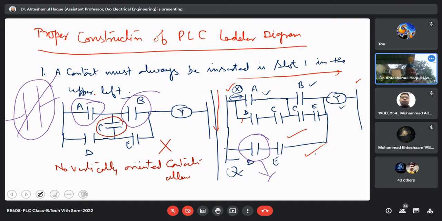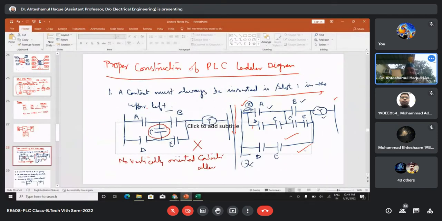So any question, anybody, any doubt if you want to ask, you are welcome to ask. So what are the rules of ladder diagram, ladder programming?